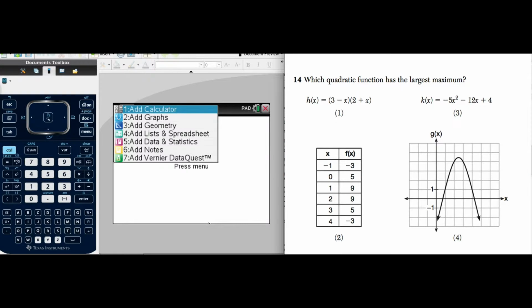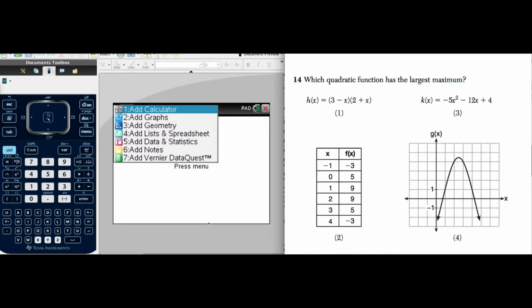Okay, this is another screencast using the TI-Nspire CX, and we're going to solve problem 14. The main point of this video, though, is to teach you how to find maximums using the graphing calculator. So let's look at problem 14. Which quadratic function has the largest maximum?